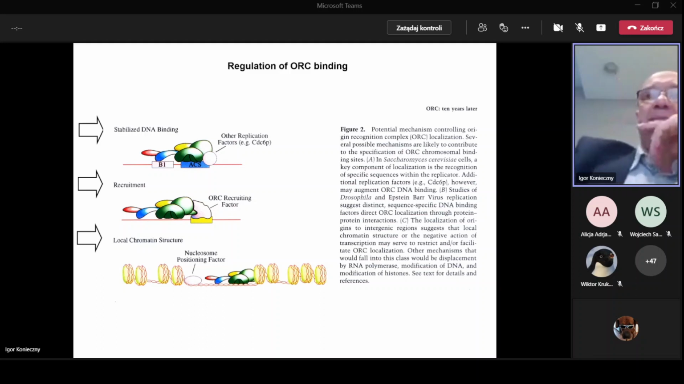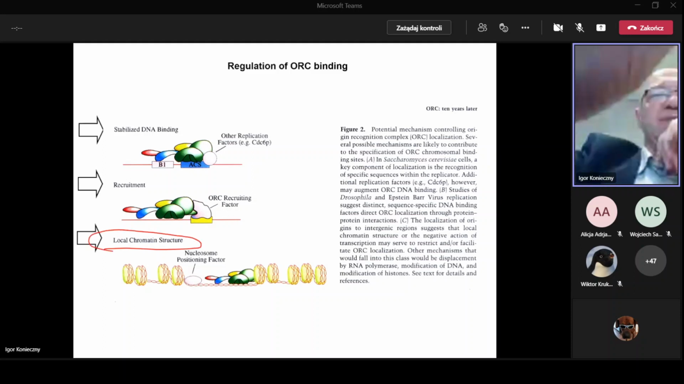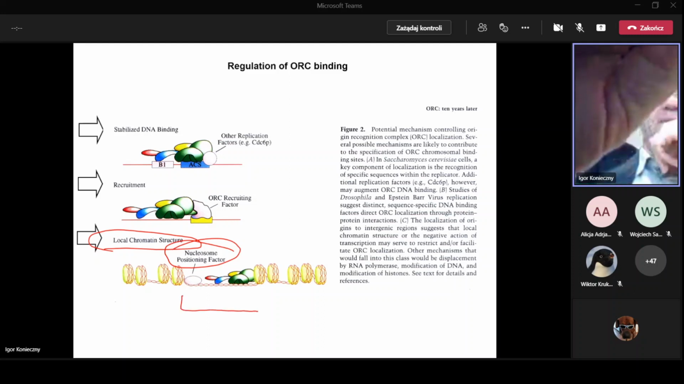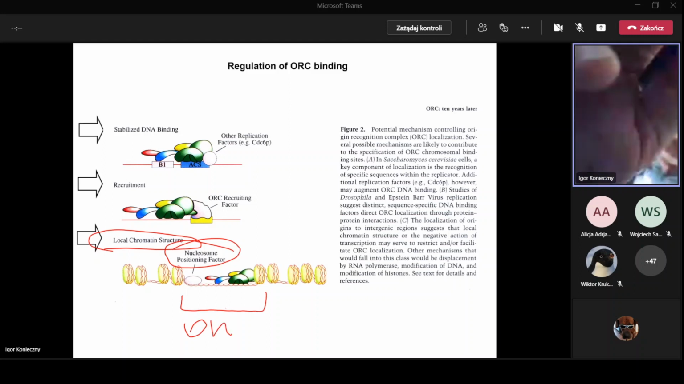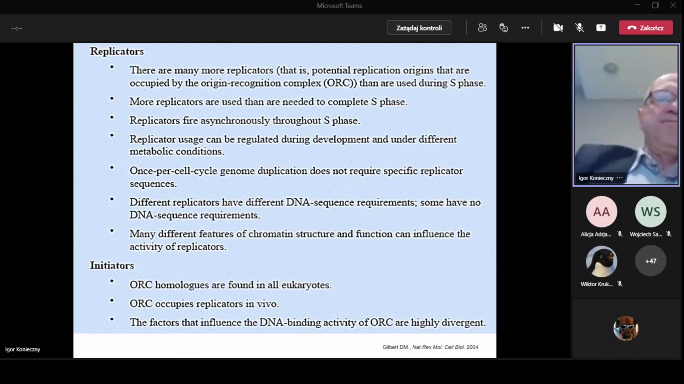So this is the concept that the chromatin structure, nucleosome positioning, methylation of DNA, and superhelicity of DNA matter for the origin in eukaryotic cells and higher eukaryotes. And that makes the specificity of replication origins in eukaryotes. Okay, so this is the conclusion.